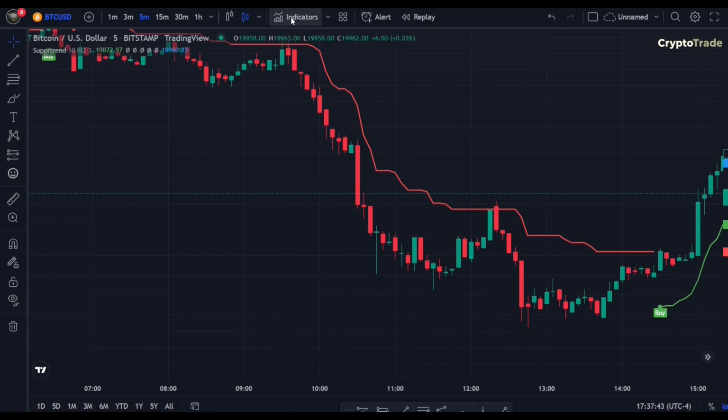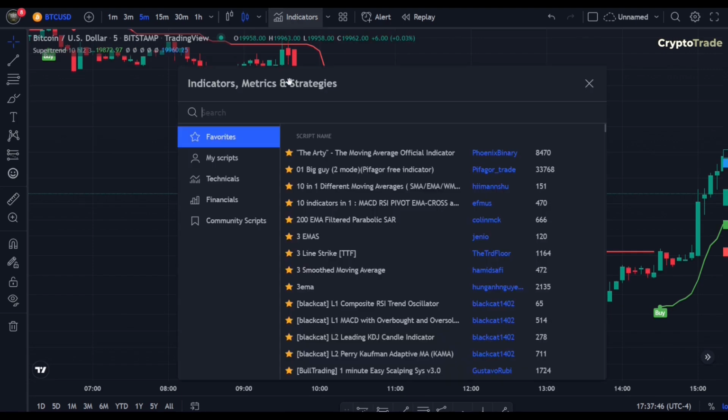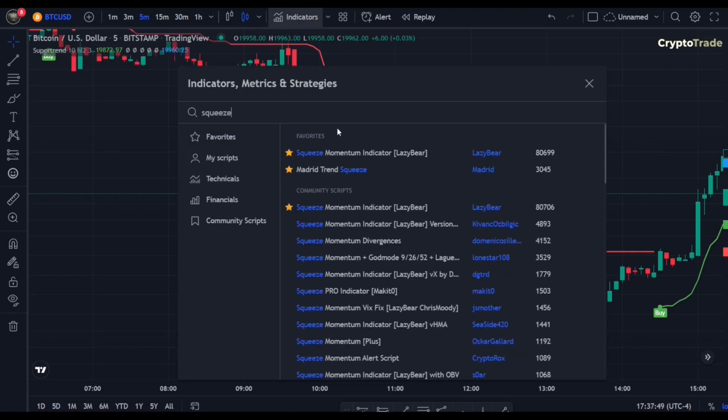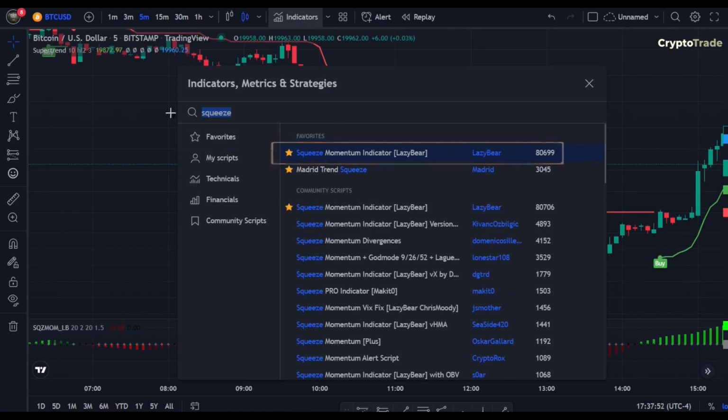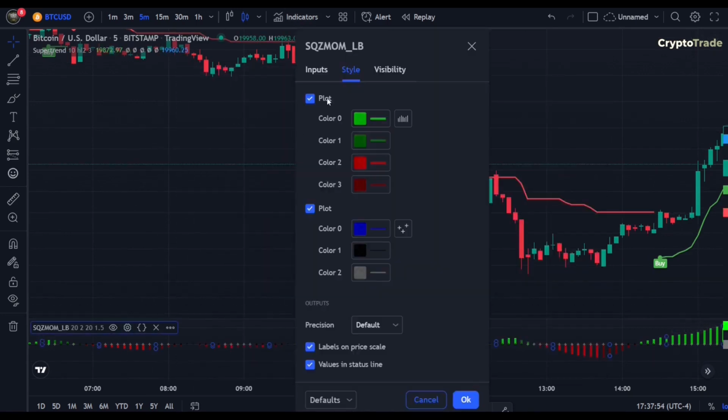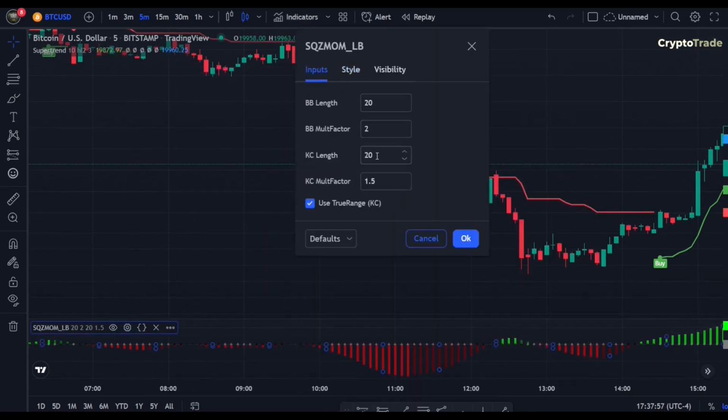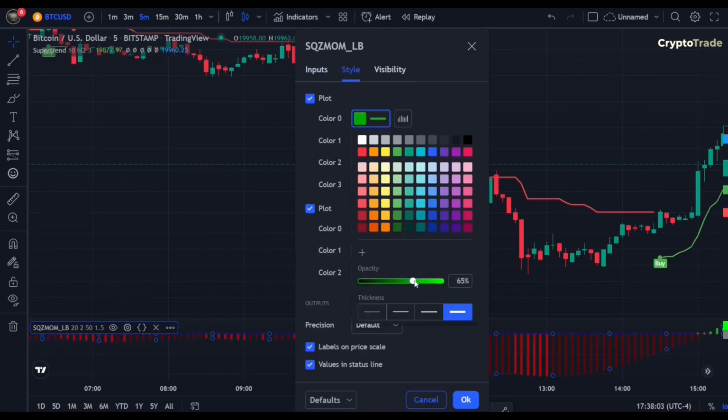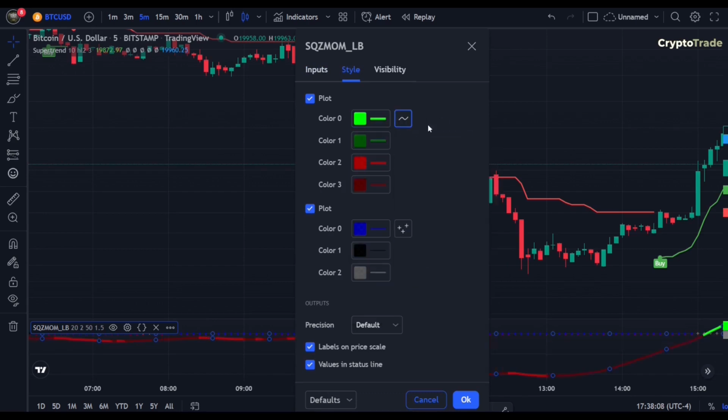To add the second indicator, open the indicator search box again and type Squeeze Momentum. Select this indicator, as shown here in the video. In the Inputs tab, change the KC length from 20 to 50. In the Style tab, in Color 0, increase the opacity of the green color to 100% and change in the price line the format from histogram to line.